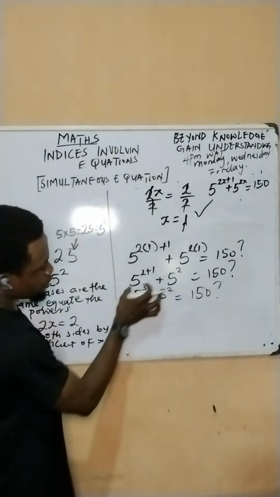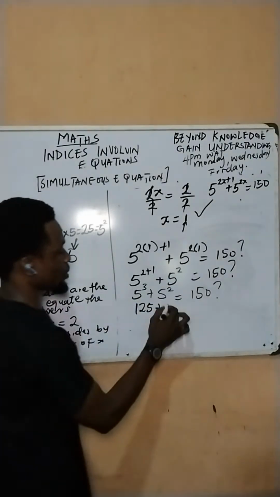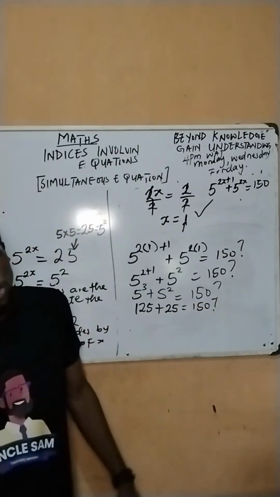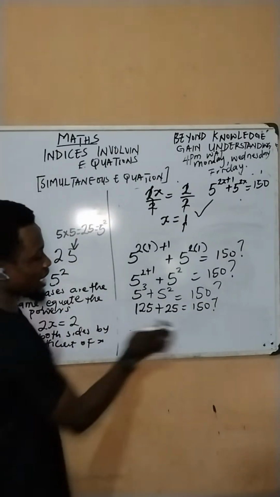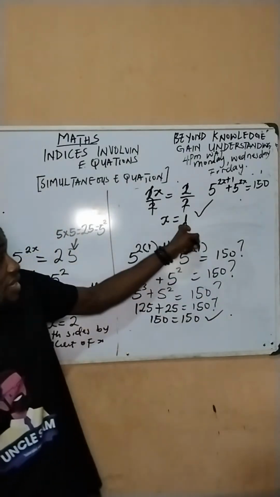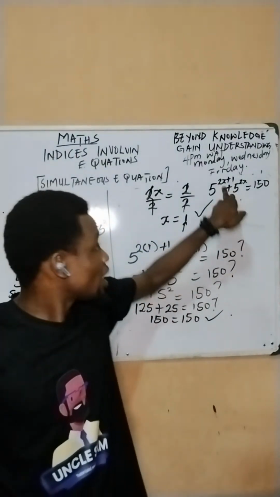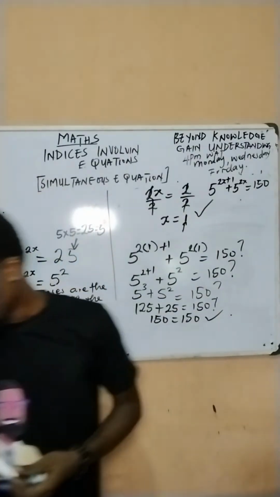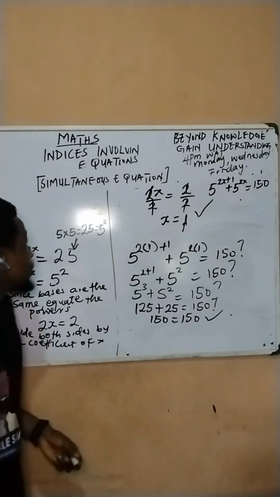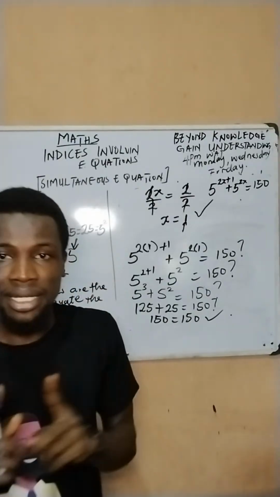Is it? 5 raised to the power of 3 is the same thing as 125. Then 5 raised to the power of 2 is the same thing as 25. Is it equal to 150? I think we are approaching that. So if you add this together, it's going to give you 150 equals 150. So the value of this x actually satisfies the given expression. Yes. So the unknown that we found here is actually perfect for this given expression. So that is basically it for indices involving equation, in this case, linear equation.